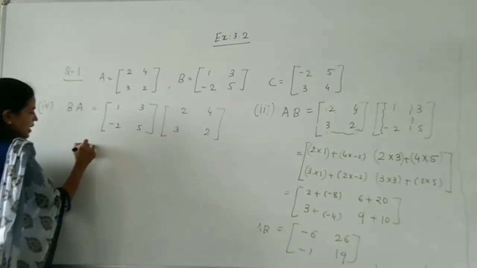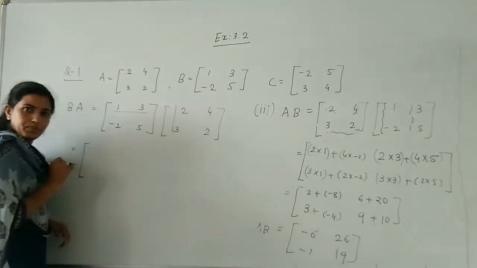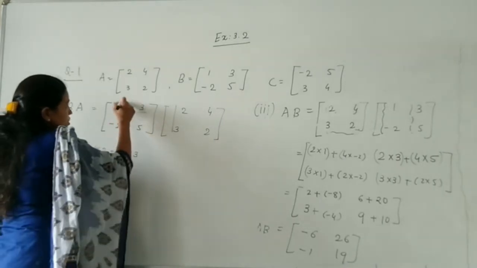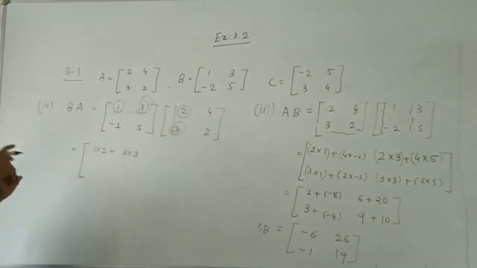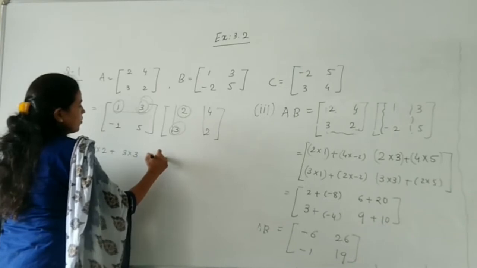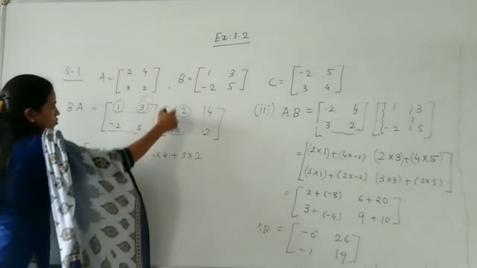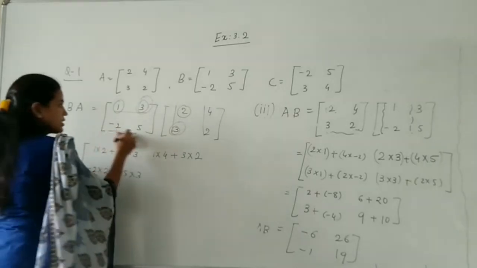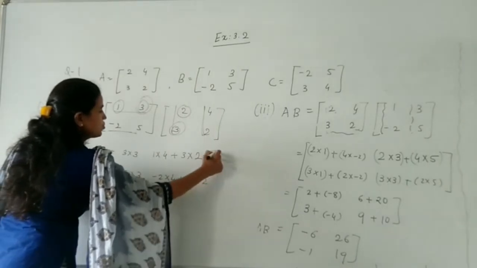So let me multiply. Now again students, the same procedure we are following. That is the first row and first column. So it will be 1 into 2 plus 3 into 3. You understand students? 1 into 2 and then 3 into 3. Okay. So now again first row and second column. So that will be 1 into 4 plus 3 into 2. Again second row first column. So minus 2 into 2 plus 5 into 3. Second row and second column. So minus 2 into 4 plus 5 into 2.